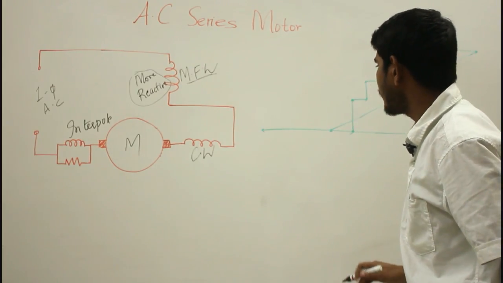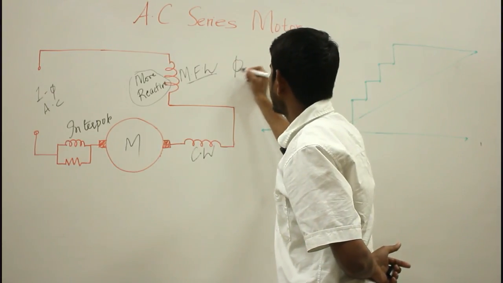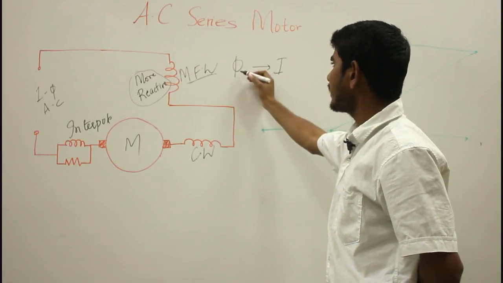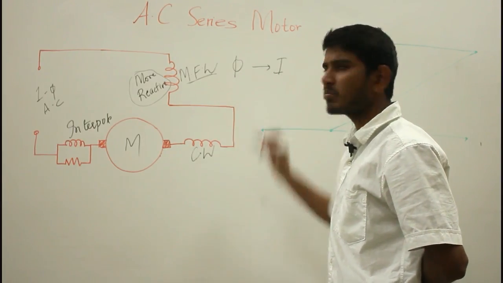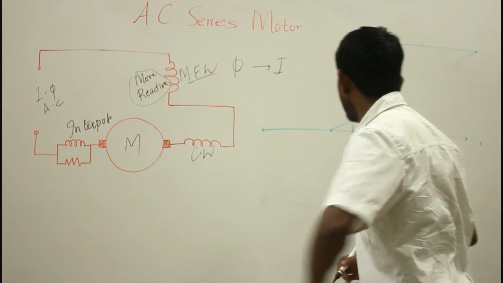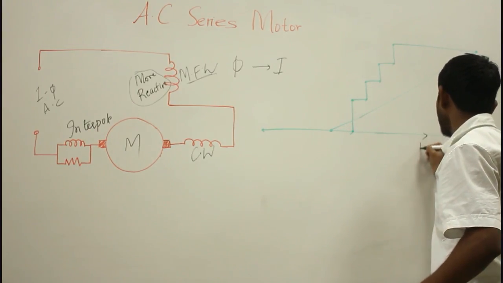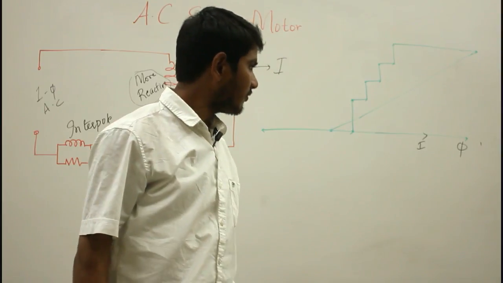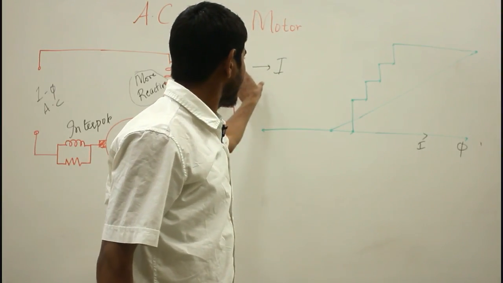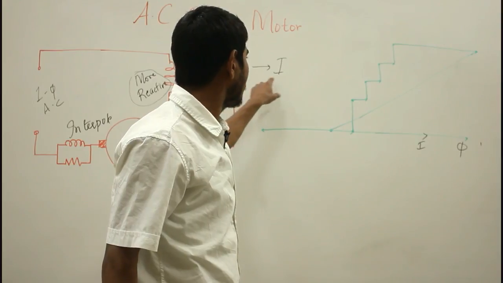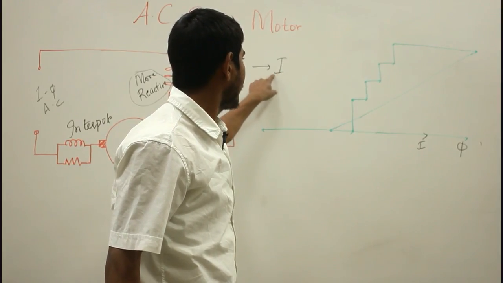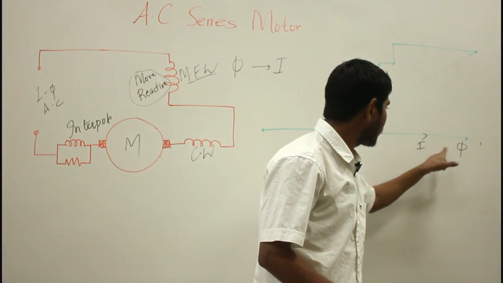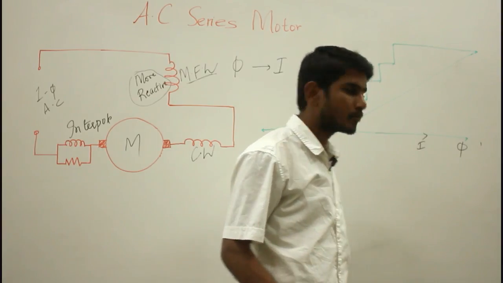Now the flux phi is produced by the current I, that is the armature current. The flux phi lags behind this armature current by a very small amount that can be neglected. So let us see, this is my current I and this will be my flux phi. I am drawing them in phase, neglecting the lag angle of the flux phi behind the current I. So the flux phi is in phase with the current I.